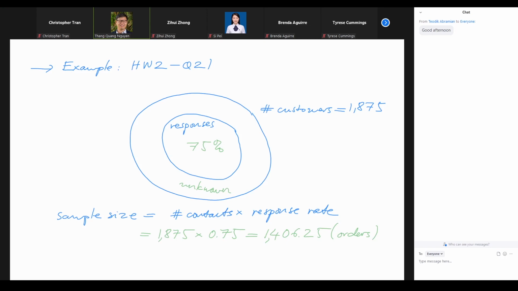For the remaining orders, we don't know about them because the customer did not tell us anything about them. So we only have the data here. We don't have the data here. All right, so that's the context. And now let's go through the parts A, B, C of the question.